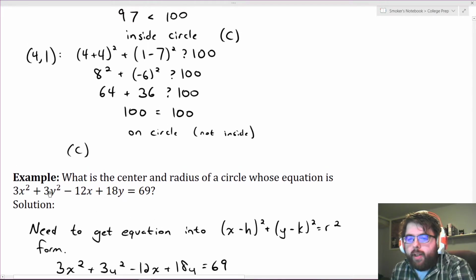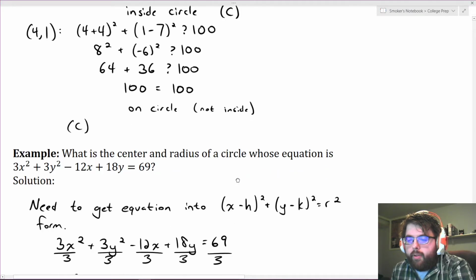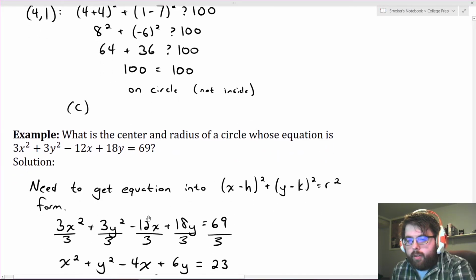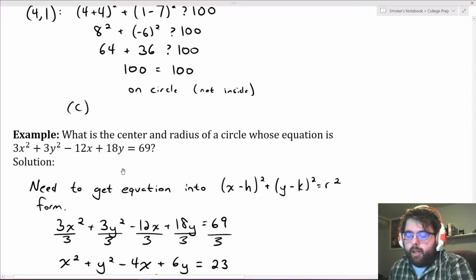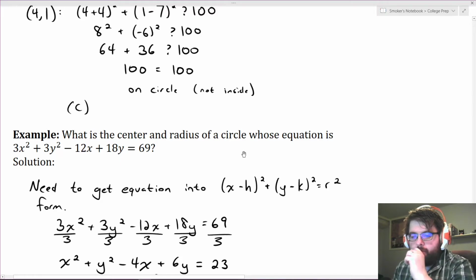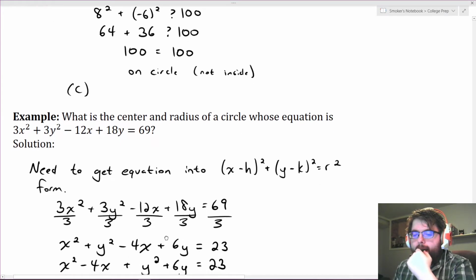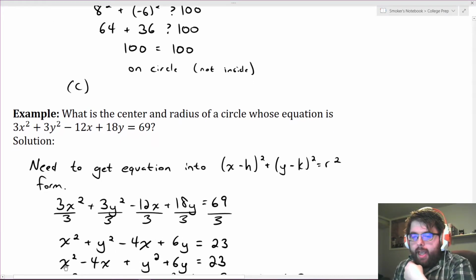First thing I'm going to do is notice that everything here is divisible by 3. So 3 can be divided by 3, 12 can be divided by 3, 18 can be divided by 3, 69 can be divided by 3. So I'm going to do that, which just makes it easier to deal with. I can divide both sides by 3 and divide every term by 3. Then I want to group the x's and the y's together. So I have x squared minus 4x plus y squared plus 6y, and the 23 on this side just hangs out there.